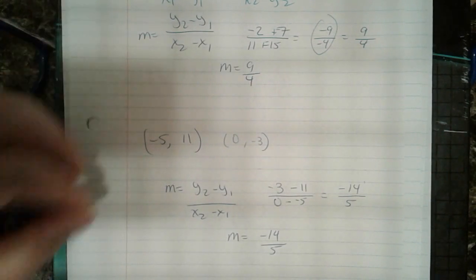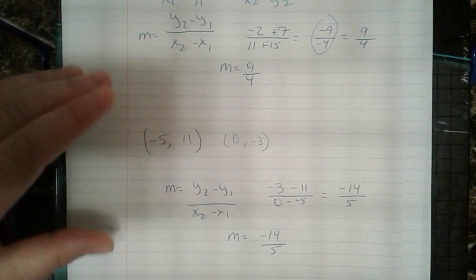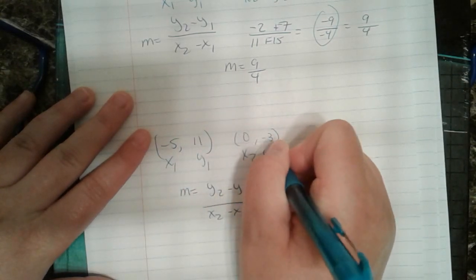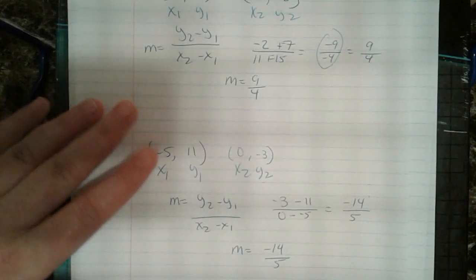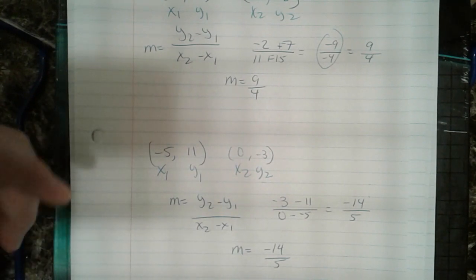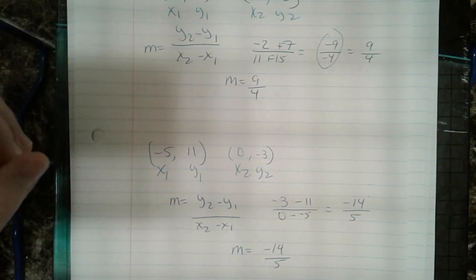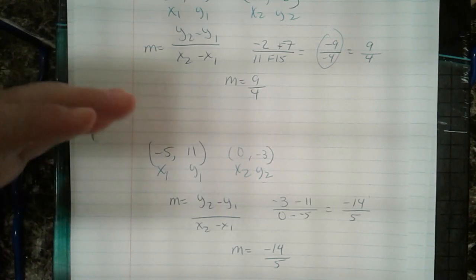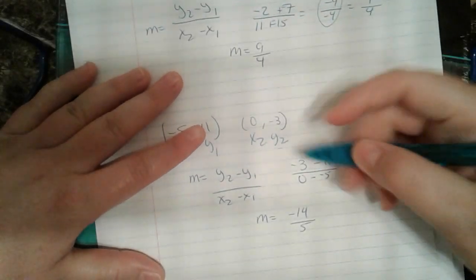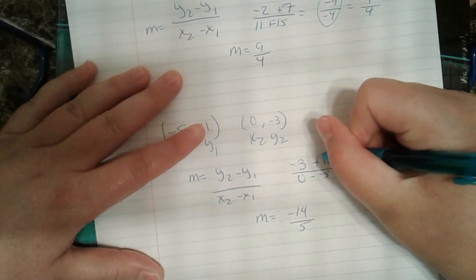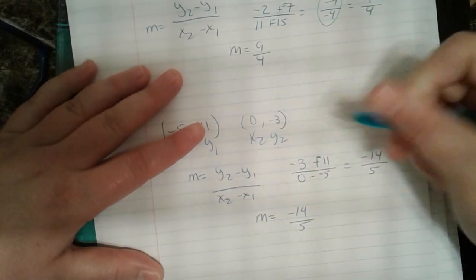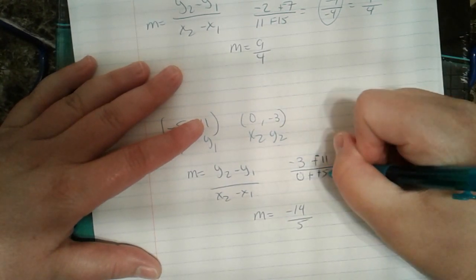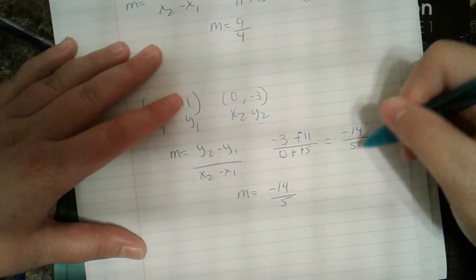And again, the very first thing you need to do is what? Label your points. x1, y1, x2, y2. And then plug them in. So you should have come up with -3 minus 11 over 0 minus -5. And again, using the subtraction rule, you would have come up with plus -11, and then 0 plus 5, because keep, change, change. So we have -14 over 5.